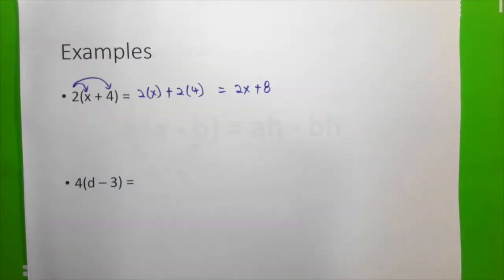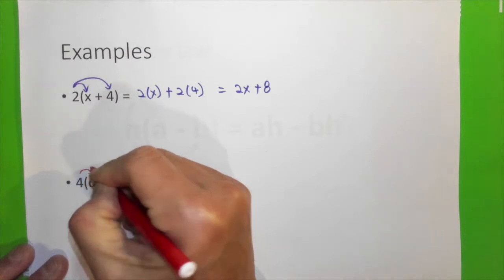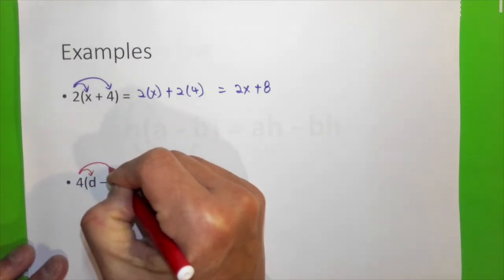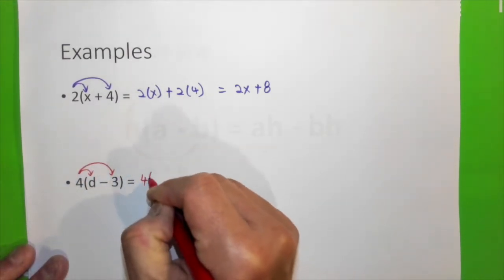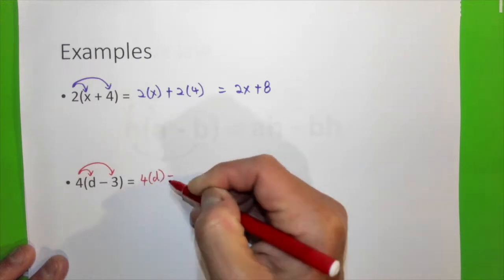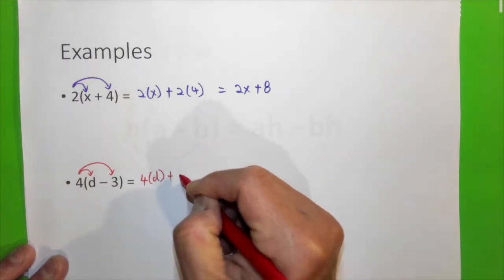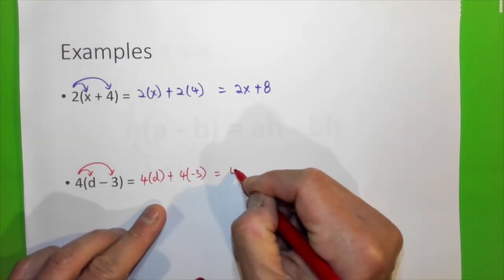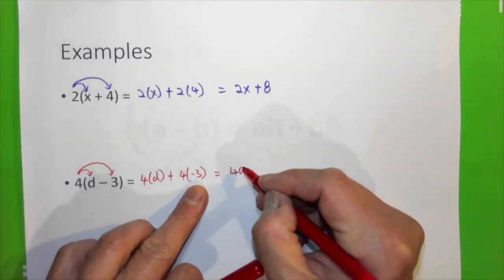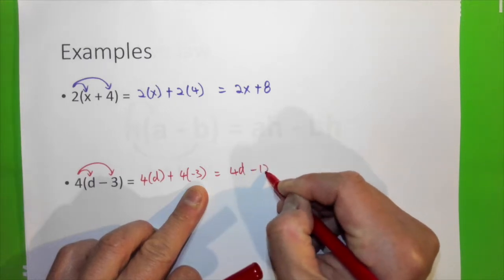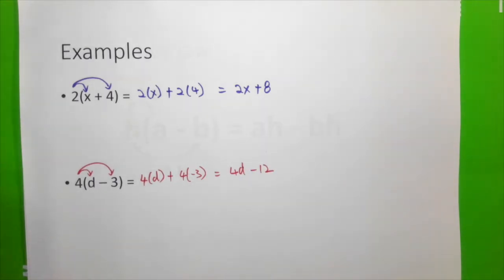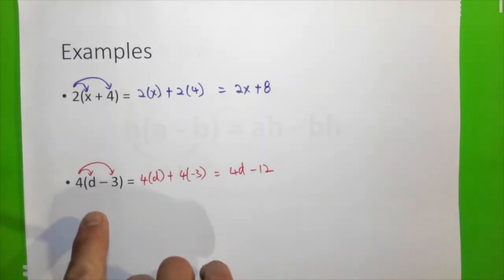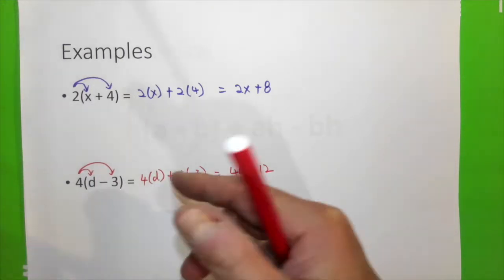What about the next one? This time, 4 times d and 4 times minus 3. 4 times d minus, or actually we can do it 4 plus minus 3, which gives us 4d. 4 times minus 3 is actually minus 12. So, this is expanding that expression.